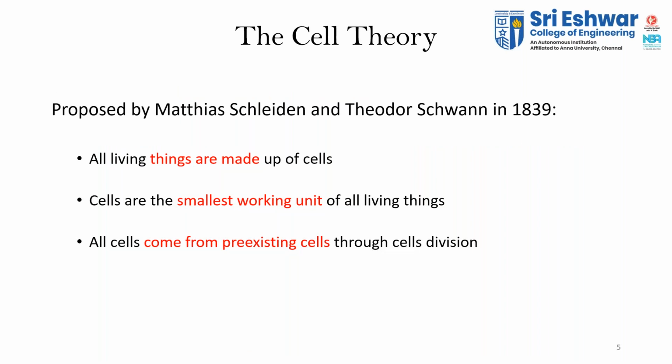Next, cell theory. What is the theory behind the cell? It was proposed by Matthias and Theodor in 1839. The cell was developed in 1665 and the theory in 1839. What does the theory express? All living things are made up of cells. Every living thing is made up of cells, which are the smallest working unit. We can see the cells using microscopes. Next, all cells come from pre-existing cells through cell division.